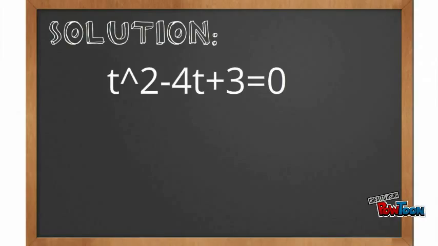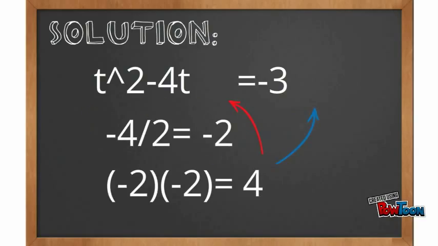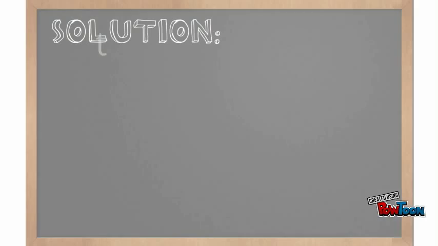Now, we're going to use completing the square. First, we need to isolate the constant. We left spaces because we need to divide the second term by 2 and square it, then add it to both sides. Next step is to simplify the equation.